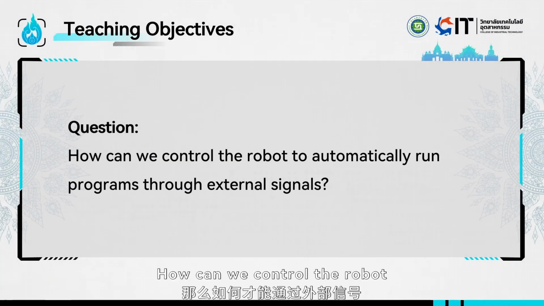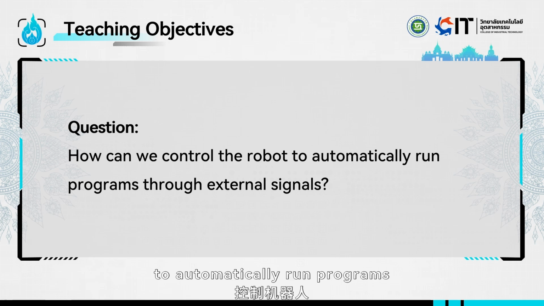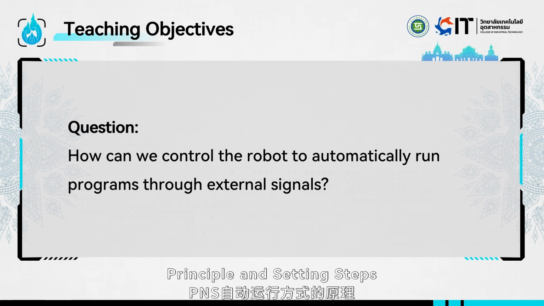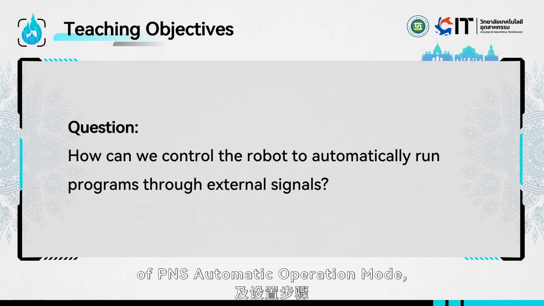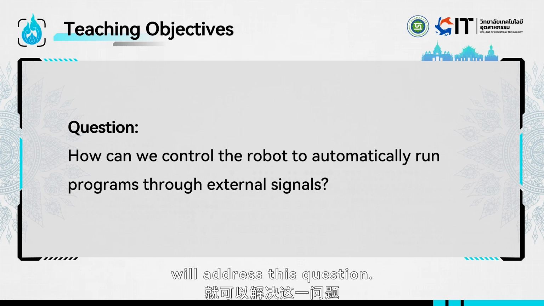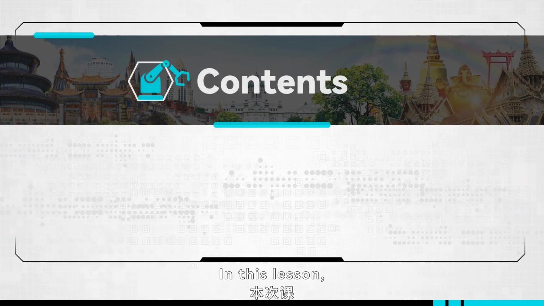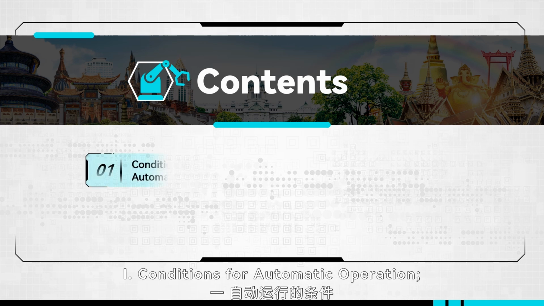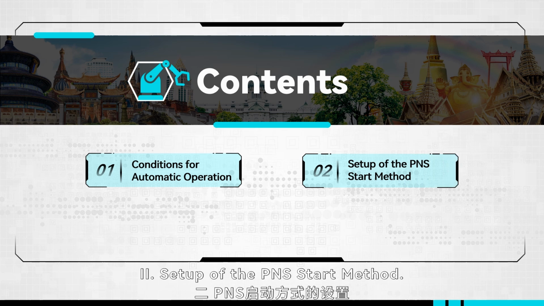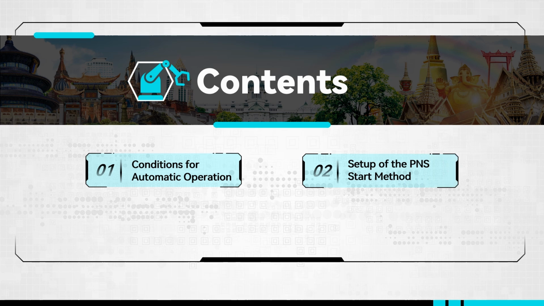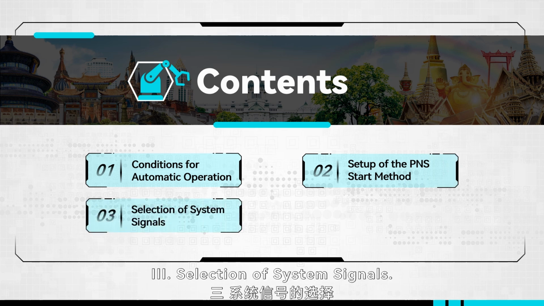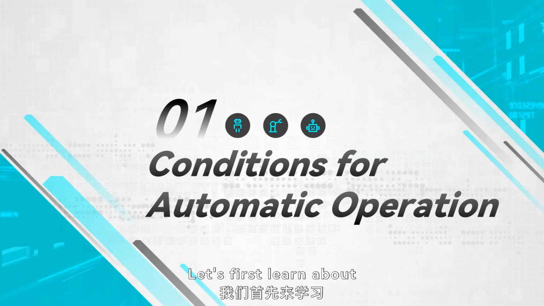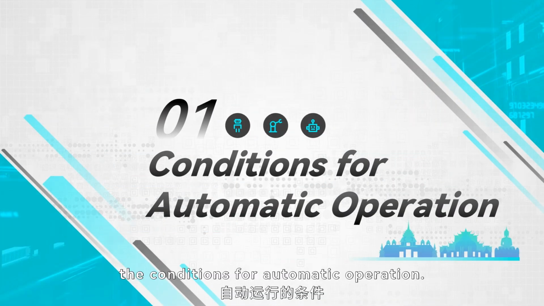How can we control the robot to automatically run programs through external signals? The content of this lesson, principle and setting steps of PNS automatic operation mode, will address this question. In this lesson, we will mainly explain through three parts. 1. Conditions for automatic operation. 2. Setup of the PNS start method. 3. Selection of system signals. Let's first learn about the conditions for automatic operation.